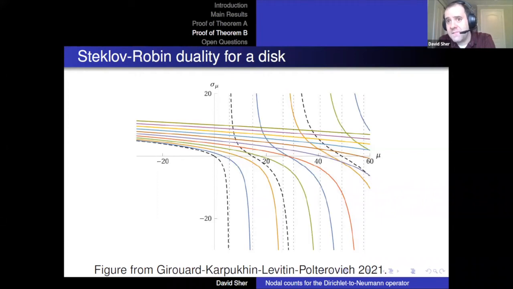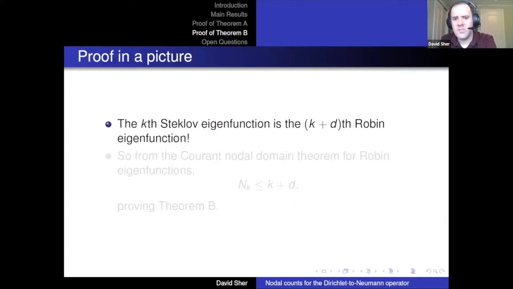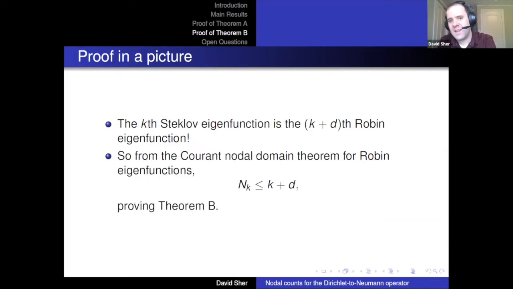And so the defect in the count is precisely the number of Dirichlet eigenvalues that are less than lambda, which is the same as the number of non-positive eigenvalues when you incorporate lambda into the potential. And so what this says is that the kth Steklov eigenfunction is the k plus dth Robin eigenfunction. And that instantly proves Theorem B.